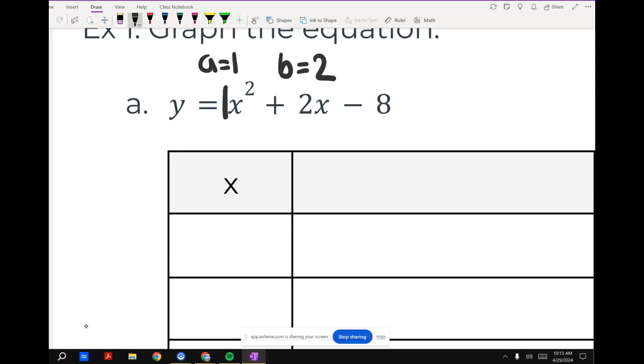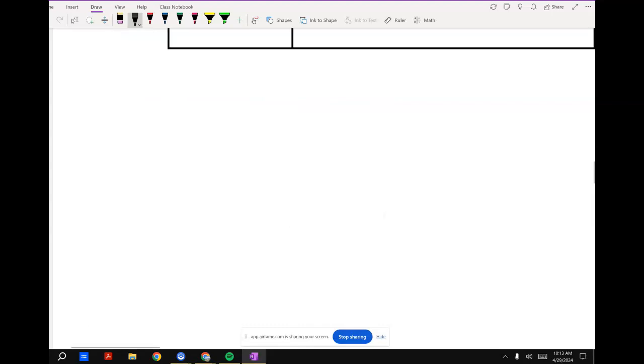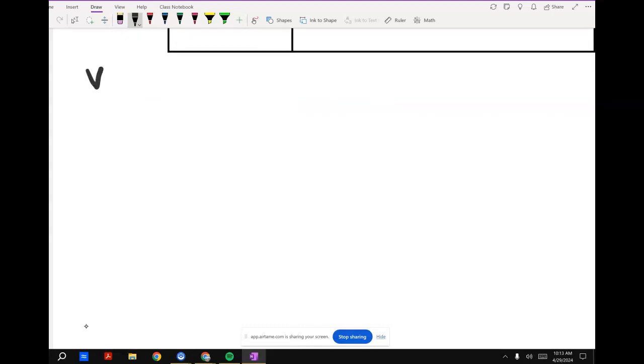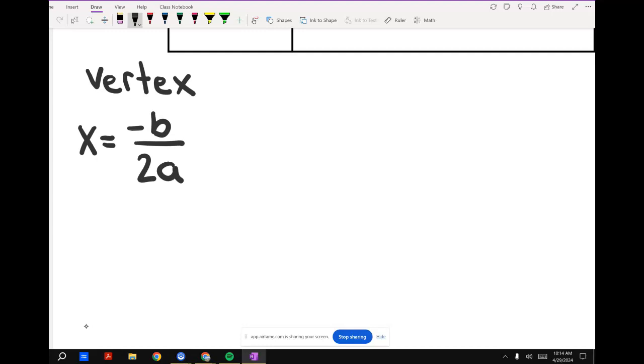I'm going to do my work for the vertex just below the box here because that's where I left the space for it. So I'll label this: this is all the steps that I'm doing to find my vertex. First I need to find the x coordinate. So I'm using the formula x is equal to negative b divided by 2 times a.